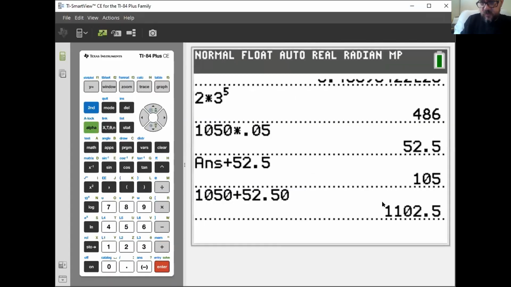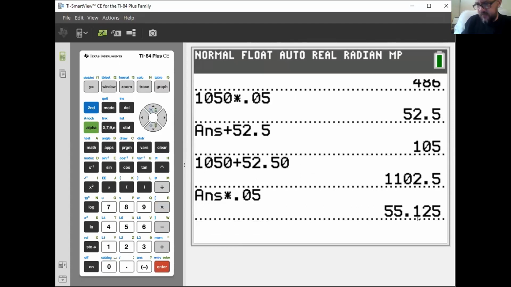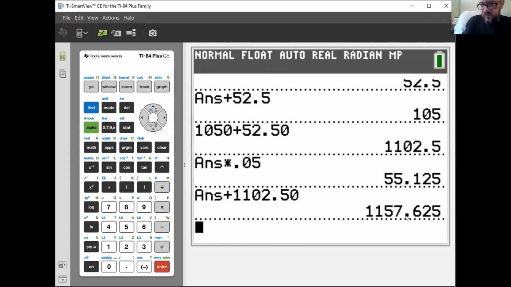So we've got that 1102.50. I'm going to multiply that by 0.05. So we get $55.125. We're going to take that and add it to 1102.50. And so now I've got 1157.63.